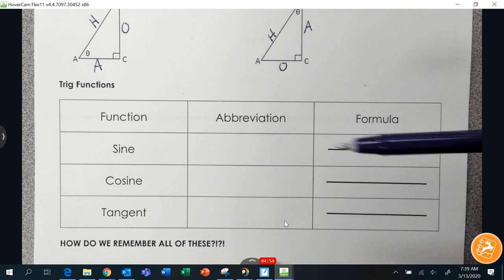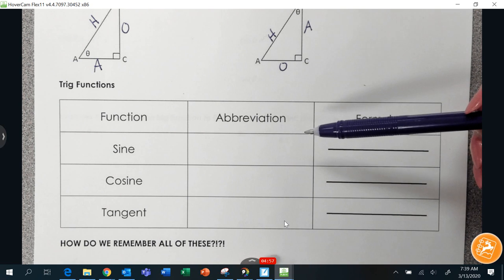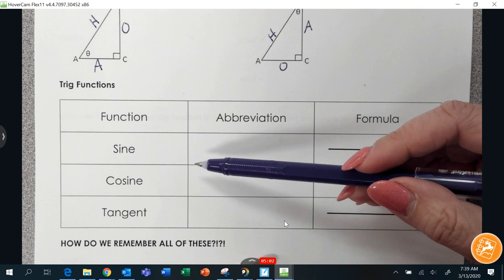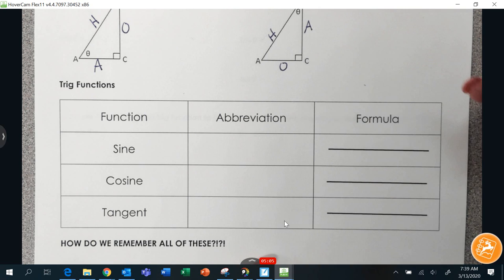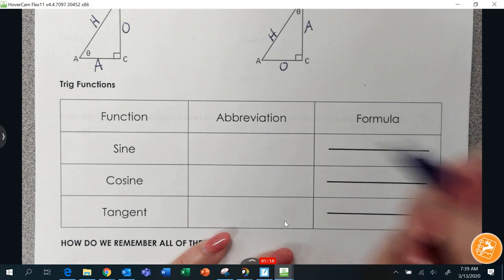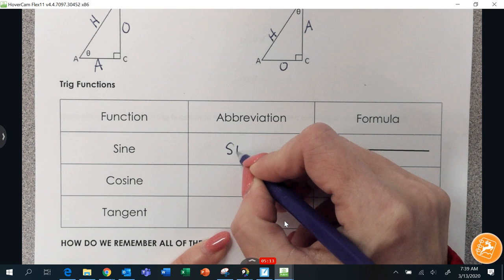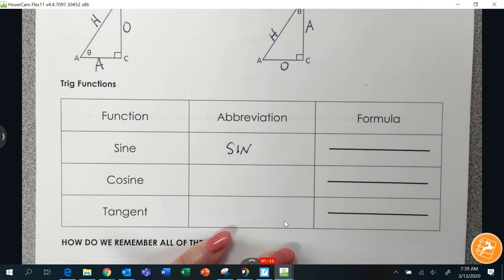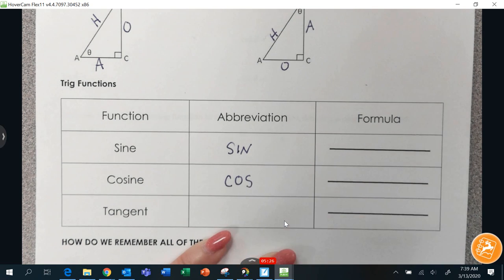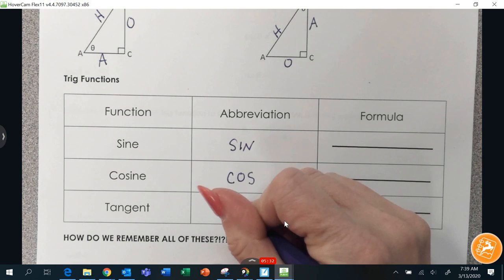Now, in math we like to abbreviate things because sometimes four letters is just way too long. That's way too long for us to write, and it slows us down. So we have abbreviations for each of these. The abbreviation for sine is sin. There's no sinning in math, just sine. The abbreviation for cosine, way too many letters, so we abbreviate as COS, but we still say cosine. And the abbreviation for tangent is TAN.